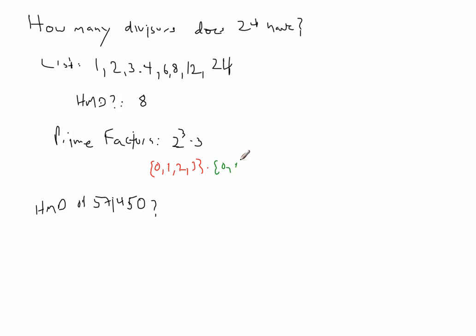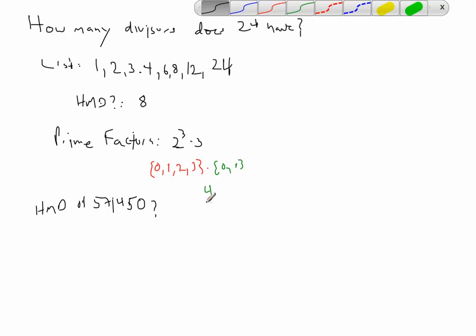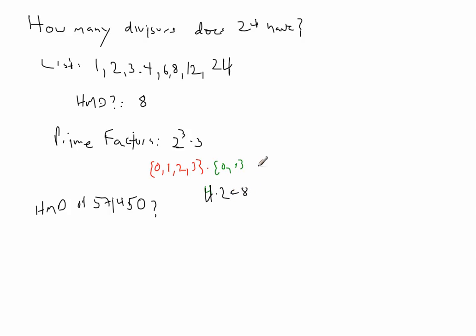Now, if we put together all possible combinations of 0, 1, 2, and 3 for the 2s, and 0 and 1 for the 3s, we get 4 times 2, which is 8. Now, is that a coincidence that 4 times 2 is 8 and there are 8 divisors? No, it's not.